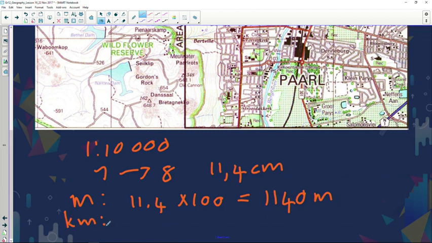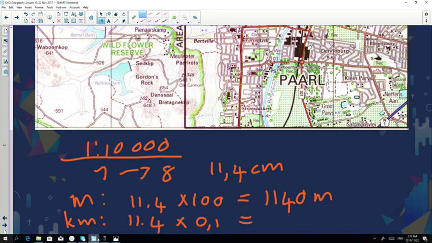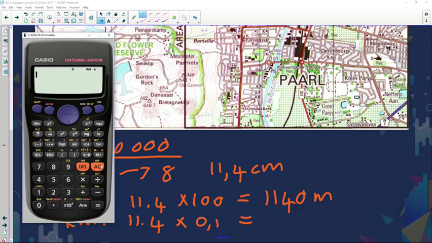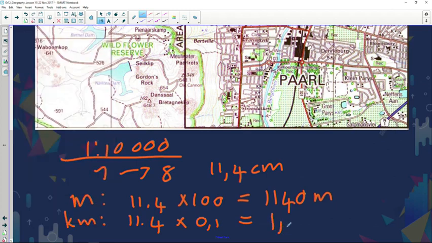If I want my answer in kilometers, keep in mind the scale is 1 to 10,000. Same principle. Take your centimeters that you measured with your ruler, you times it with 0.1, and just quickly calculate it on our calculator. 11.4 times 0.1, and our correct answer is 1.14 kilometers. Now this is very important, and in today's lesson we're going to continue using these formulas to calculate distance.